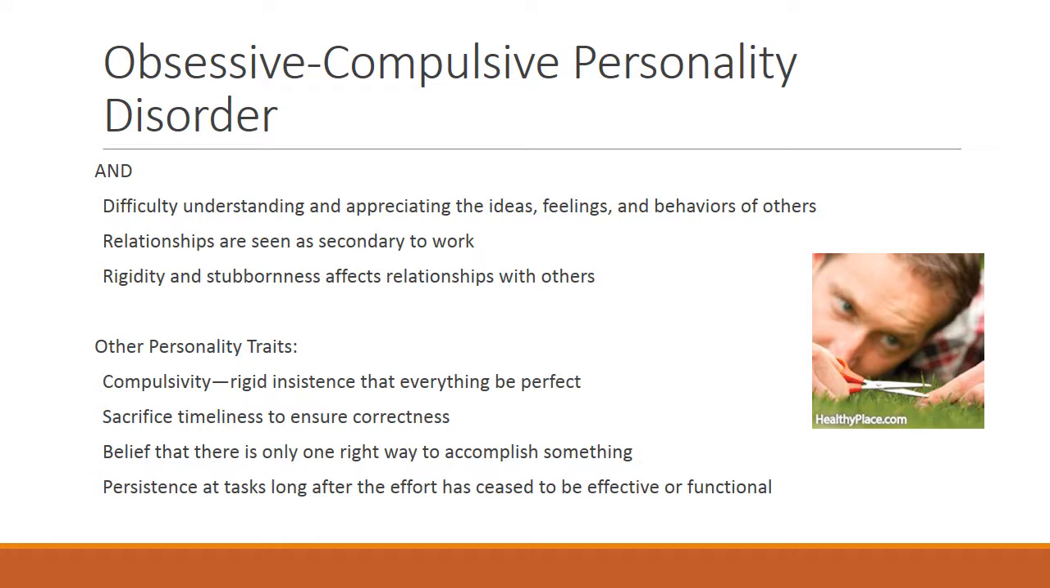And again, it's not about making sure that your paper is proofread. It's about making 75 drafts of your paper and still not feeling it's good enough. Belief that there's only one right way to accomplish something, and persistence at tasks long after the effort has ceased to be effective, efficient, or functional. At some point, you have to accept that something's not going to work and you have to just give up and move forward. These people have a really hard time with that.